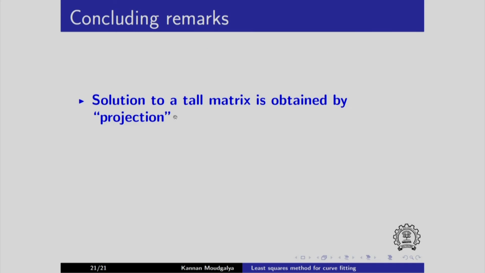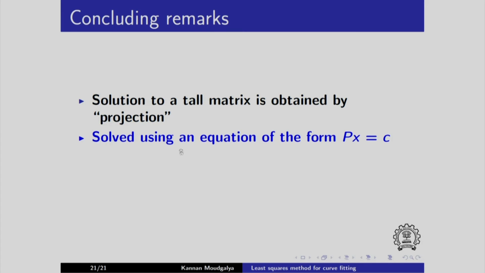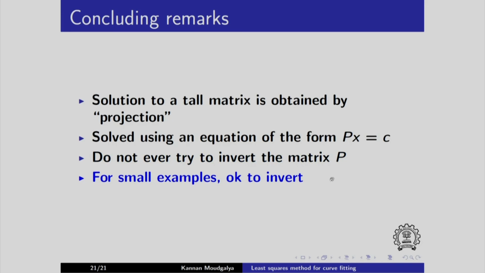To conclude, the solution to a tall matrix is obtained by a projection. It is solved using an equation of the form Px equals C, and of course I would like to point out again, this is an extremely important observation, especially in large systems. Do not ever try to invert the matrix P. P of course in our case is ATA. You solve this directly. Of course for small systems it is okay to invert, just like we did in this presentation.